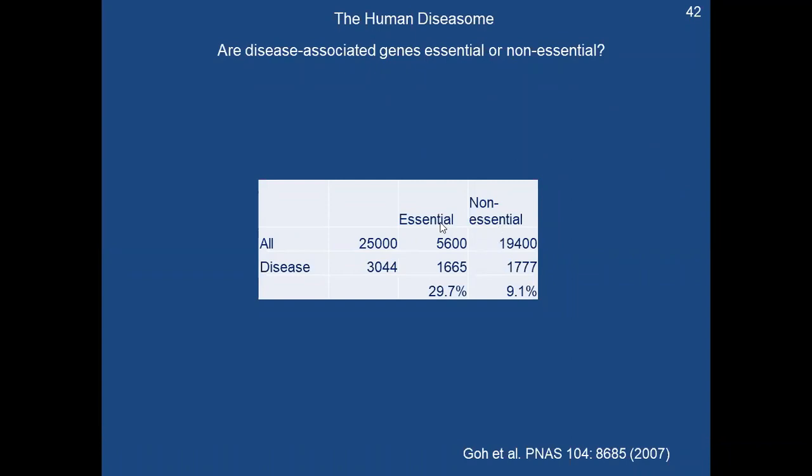So essential genes in our genome are 5,600 and the others are this. So if you look at the ratio of the disease-causing genes, 30% of the essential genes in our genome, if they malfunction, could cause some sort of a disease. This is probably not unexpected, but they show this as a graphic like this.